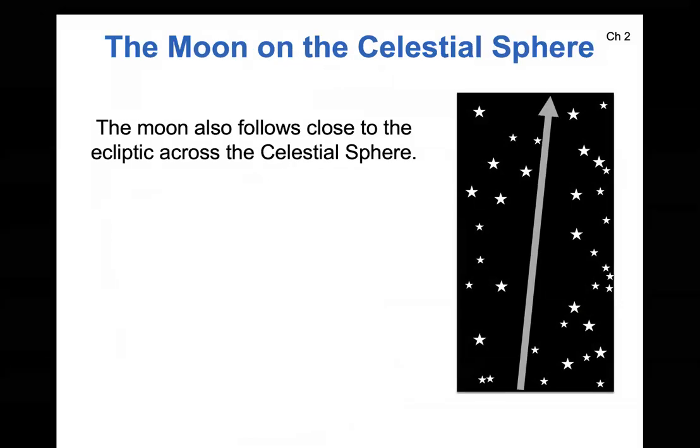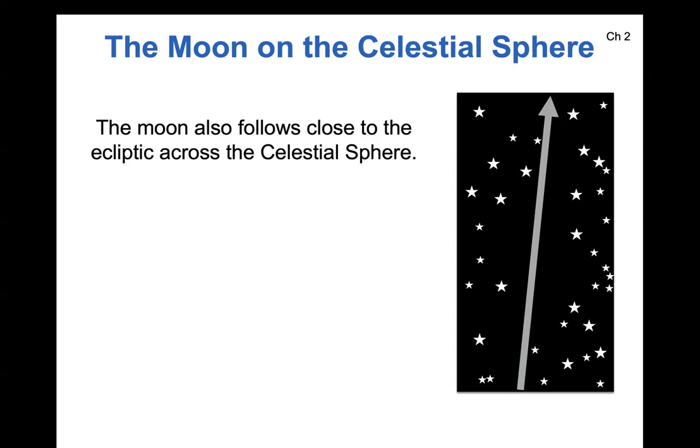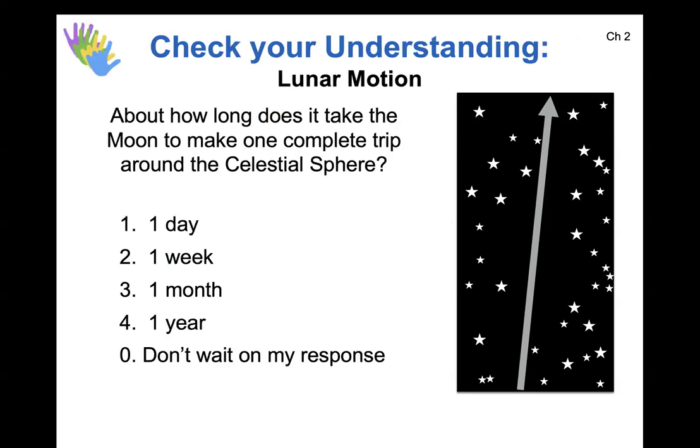I had left off talking about what the axial tilt looks like from different perspectives. Where we left off, the slides were mentioning the moon on the celestial sphere. Just to touch on that, the moon also follows close to the ecliptic across the celestial sphere. So it's going to basically follow that same path, because there isn't a major tilt between the moon and the ecliptic. They're more or less lined up.